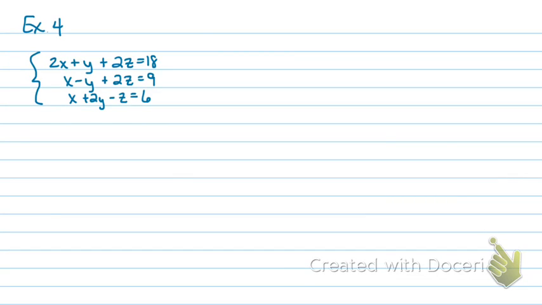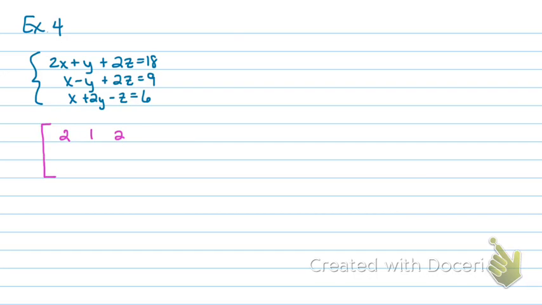Okay, so it tells us we're going to use matrices to solve the systems, and we want to use Gaussian elimination with back substitution. So the first thing we need to do is write our augmented matrix. So I'm going to come down here below it, and let's see my augmented matrix. It's going to have three rows, and we write our coefficients.